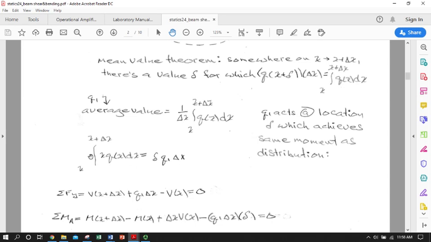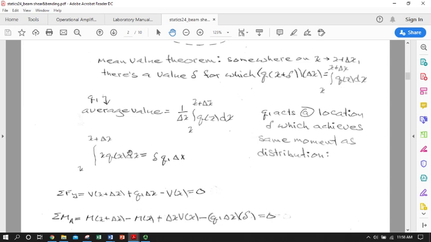If you remember, this is our moment due to the distributed load, is going to effectively be equal to our function value times that offset position and our width. So q sub 1, which is effectively our distributed load function, is going to act at a location delta here, which achieves the same moment as the distribution. So here's the moment back from our distributed loading equivalent. So that's the equivalent moment.